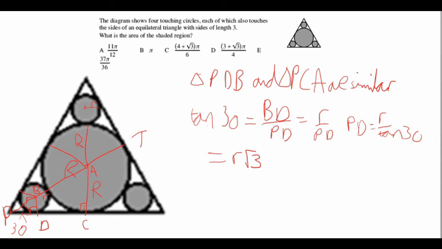So as I said before, because we know that the triangles PDB and PCA are similar, we can start then using the fact that the ratio of their sides are the same to create some equations. So we can say that, well, firstly, we know that the side PC is equal to 3 over 2, as it's half of a side of an equilateral triangle. So we can say that 3 over 2 divided by R root 3 is equal to R divided by R.